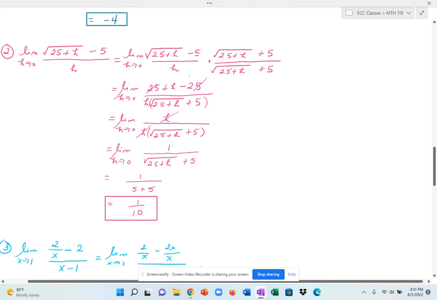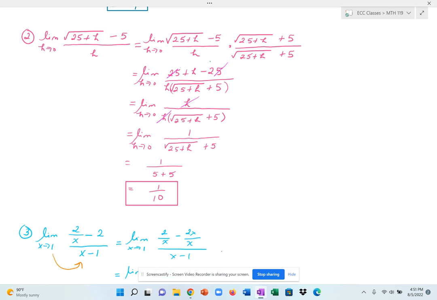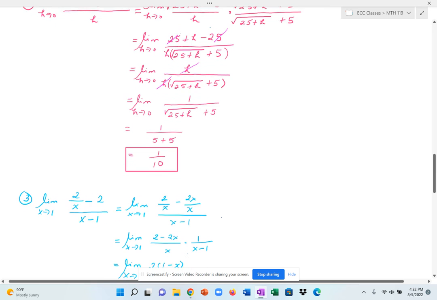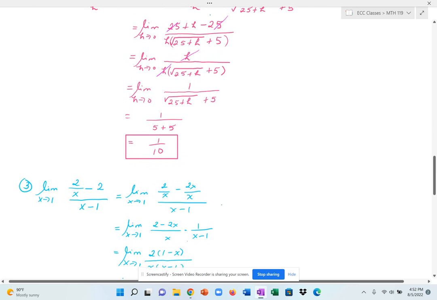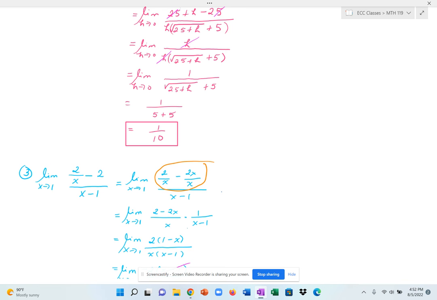Okay, here's another one. We have the limit as x approaches 1 of 2 over x minus 2 over x minus 1. Again, I can't just plug in the 1 here. I'll be dividing by 0, so we have to use a different method to simplify the expression. There is more than one way to do this. What I decided to do was write this as a single expression by getting a common denominator for the second term.